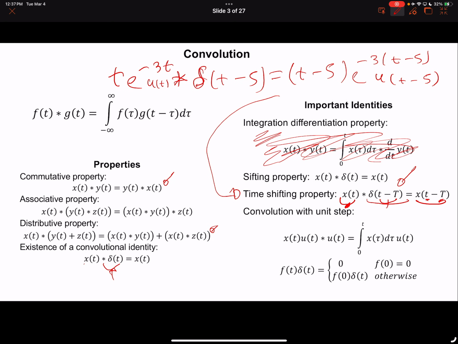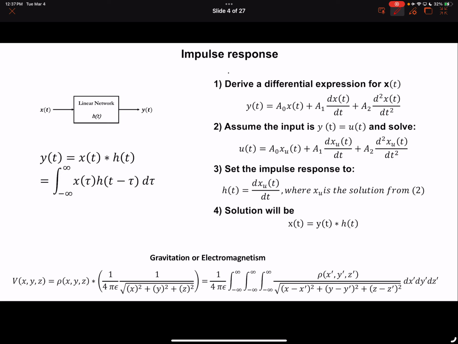And then there was this convolution with the unit step, which is that if you have a function times a unit step, convolved with that unit step, it's the integral from 0 to t of the function times the unit step function. Questions at this point about convolution? No questions, okay.